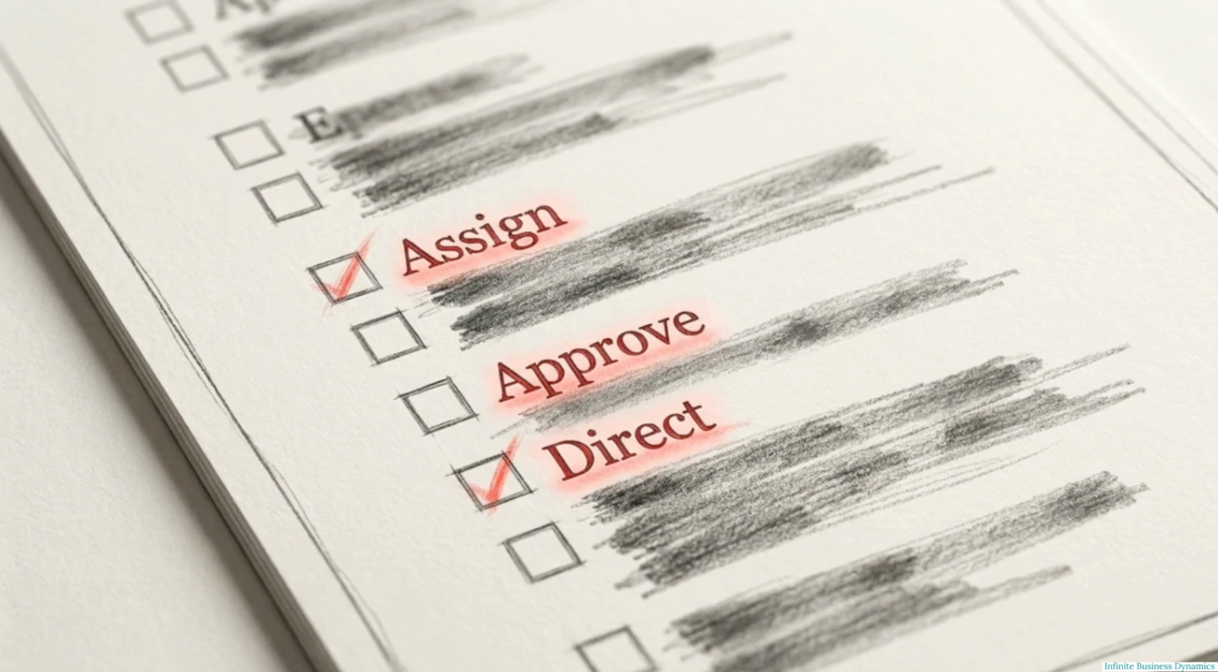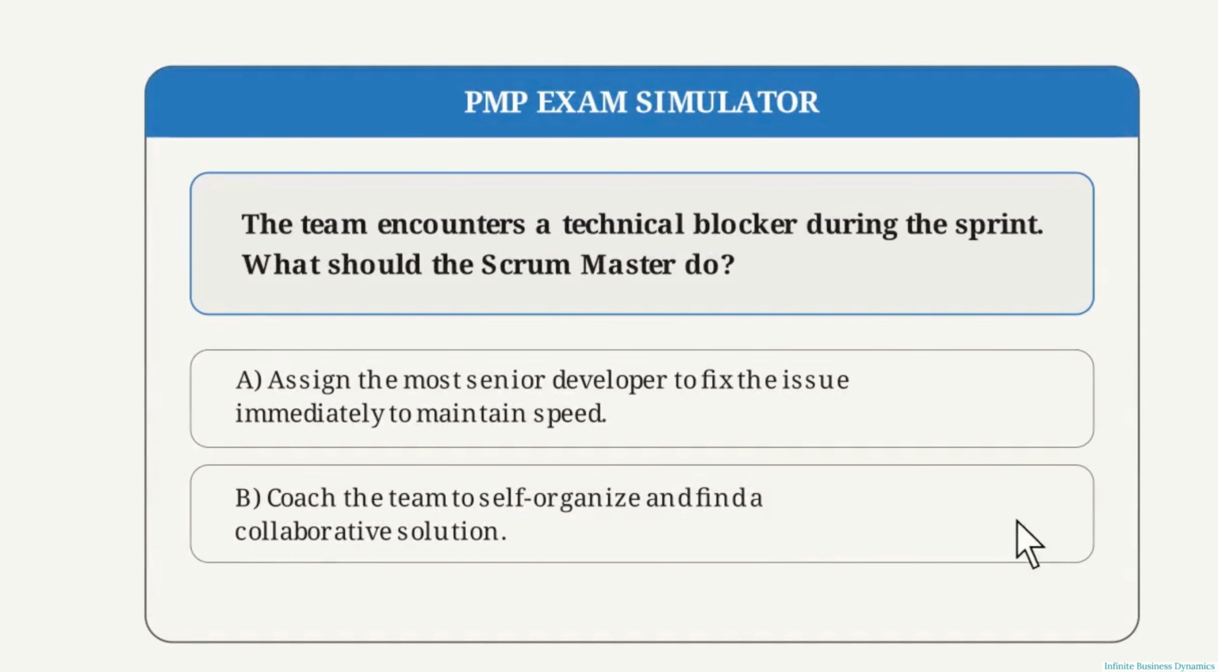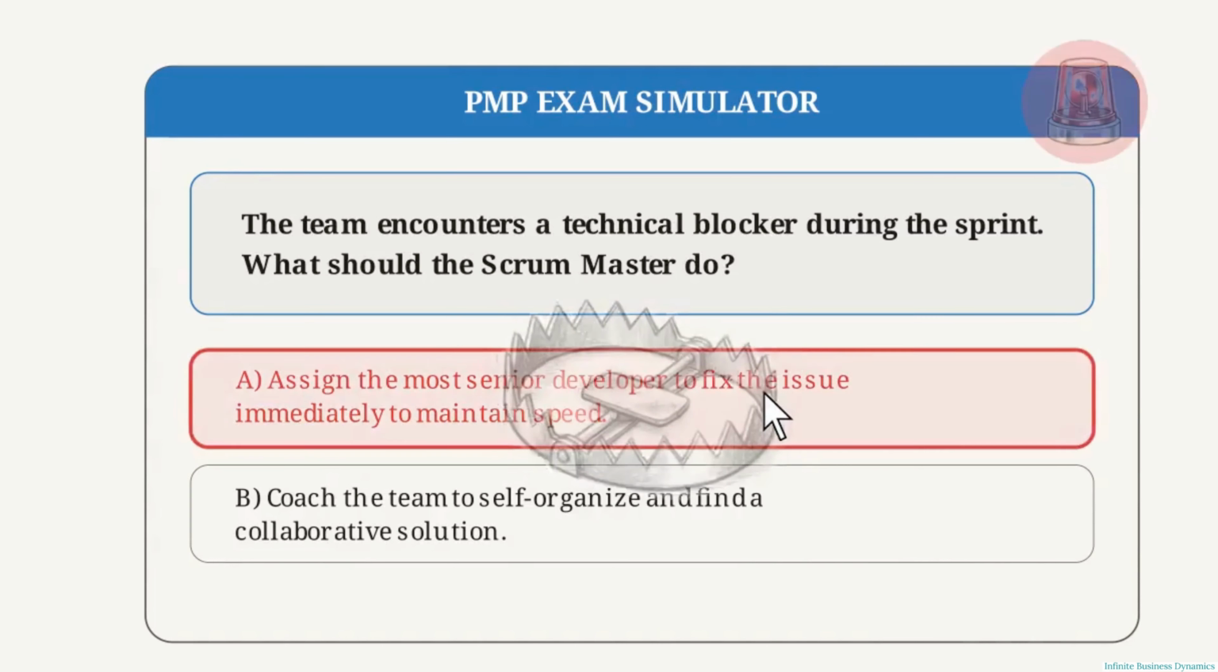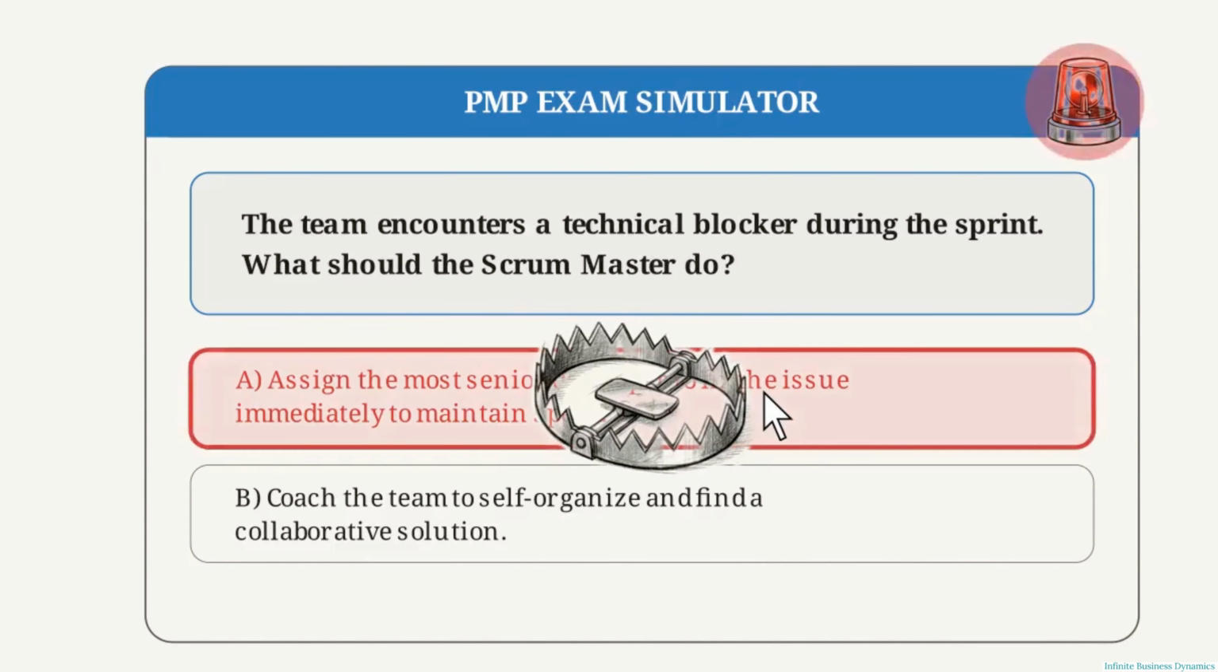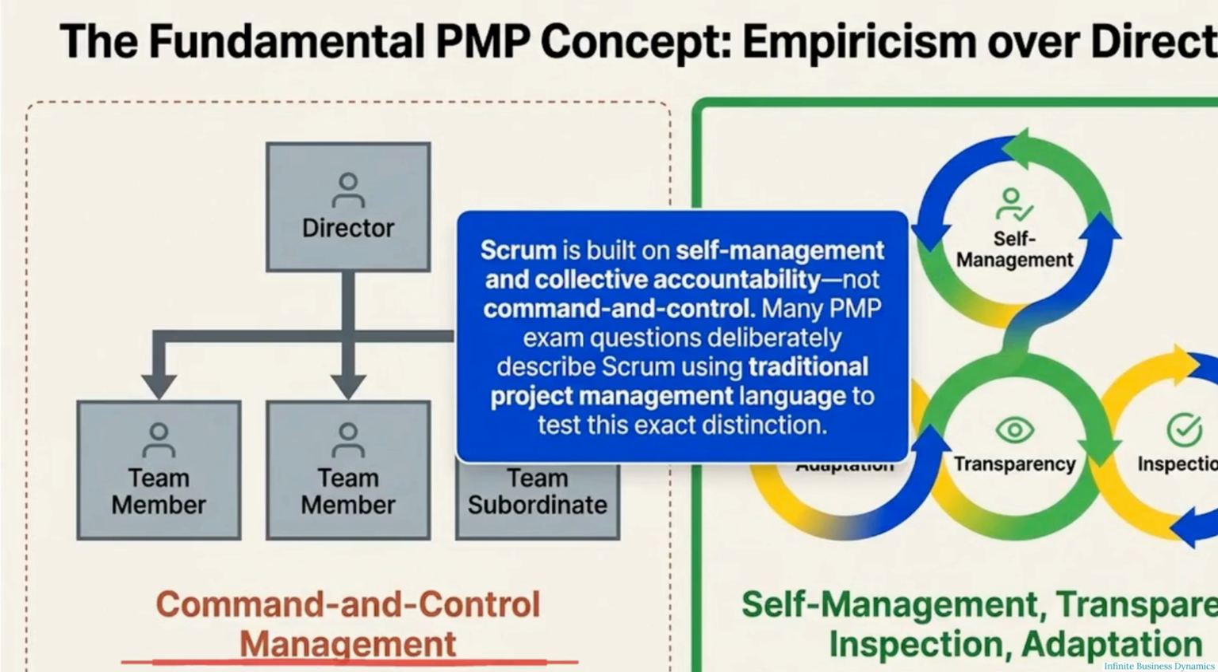The exam evaluates your situational judgment. The writers do this by hiding traditional management vocabulary inside complex agile scenarios, specifically to bait your predictive reflexes into choosing the wrong answer. This graphic shows the distinction you must make. Left is the traditional command and control hierarchy.